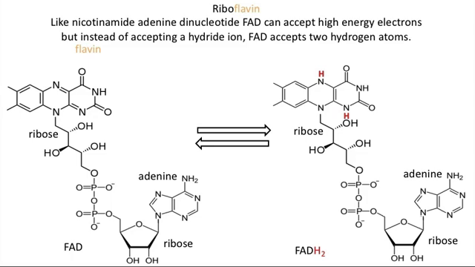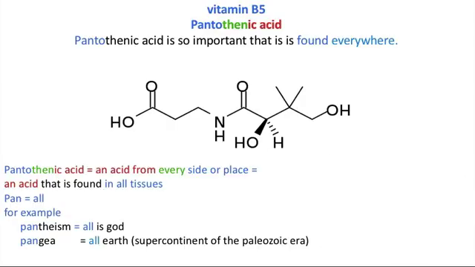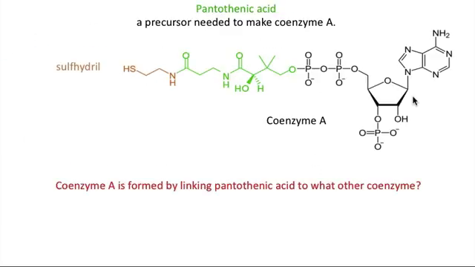And now I want to look at pantothenic acid. And again, the word pan comes into the name pantothenic because this is so widely found in so many different types of tissues. And this vitamin is used as a precursor to make coenzyme A. What does the A in coenzyme A stand for? You can see it right there, adenine.